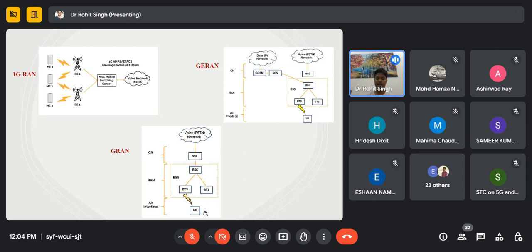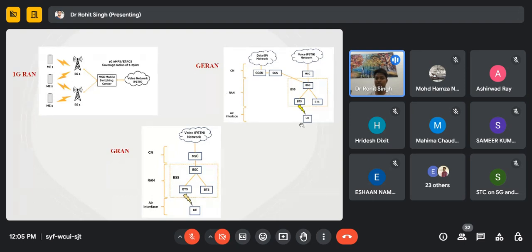In GRAN, at the bottom is the user equipment, which is wirelessly connected to the base transceiver unit, and the base transceiver unit is being controlled by the base station controller. And at the core network, you get the mobile switching center. And this used to carry your voice data.